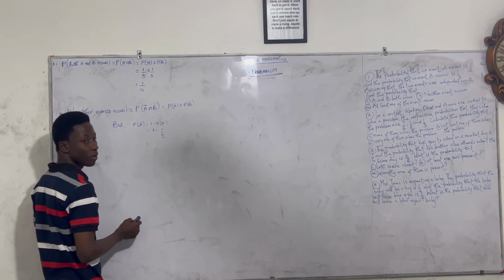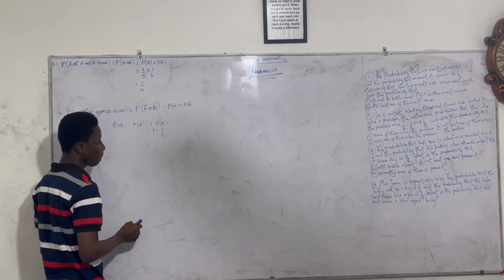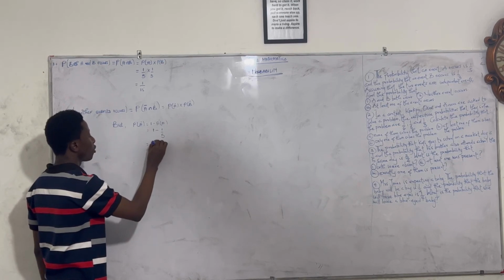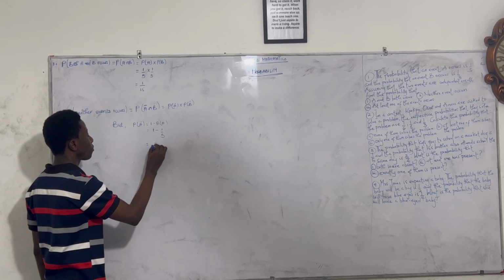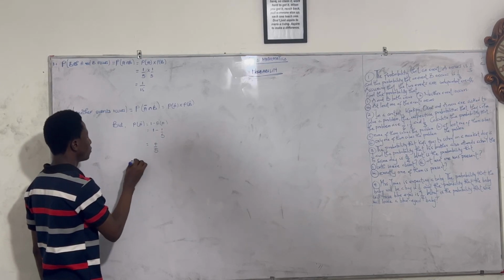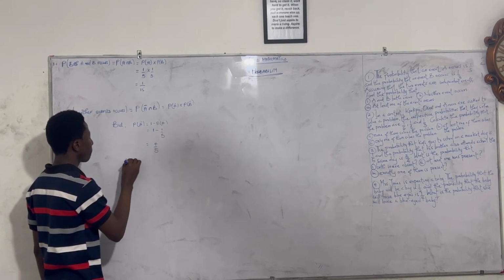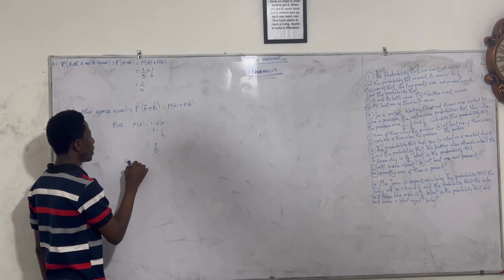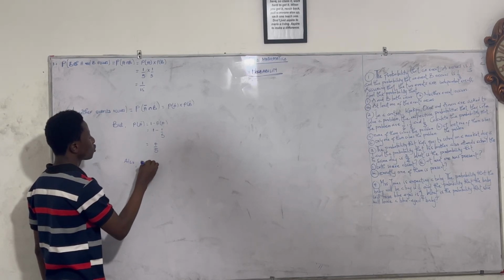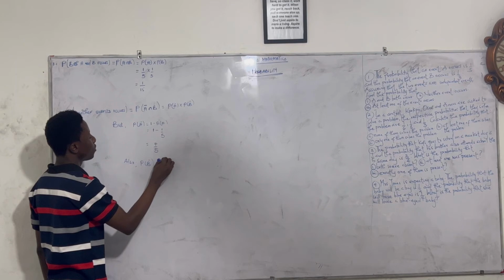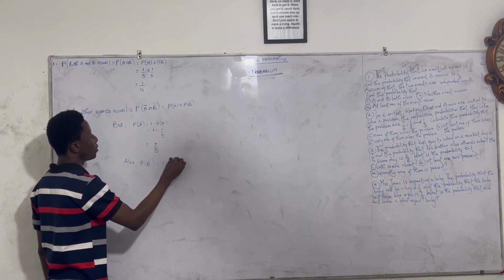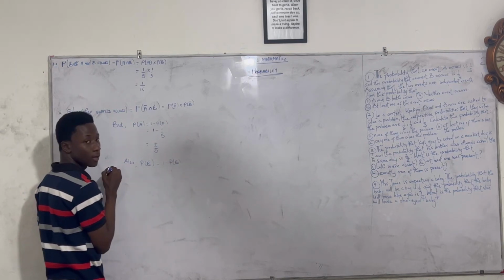1 minus 1/5. Do we understand it? 4/5. Are you sure of your answer? Also, you know that the probability that B will not occur is also given by the same formula, 1 minus the probability that B occurs. Okay?